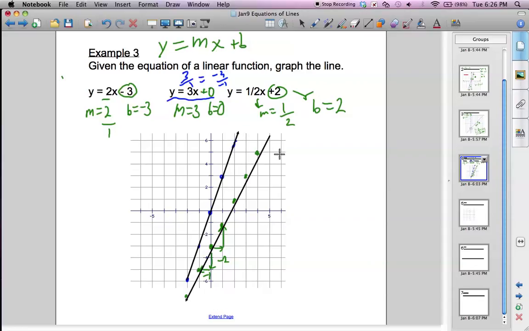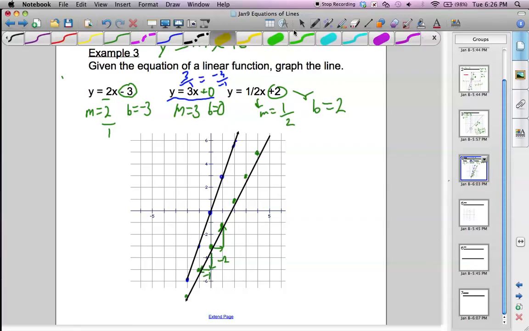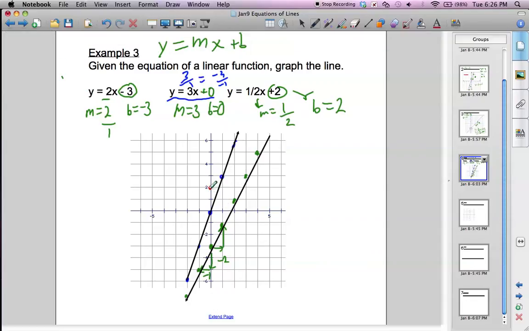Alrighty. And lastly, the last line here, we've got half x plus 2. So we can start off with the y-intercept of 2, and our slope is half. Okay, so your slope is 1 out of 2. Remember, that's equal to the rise over run. So your rise is 1, your run is 2. So you can go up 1, right 2, rise, run.